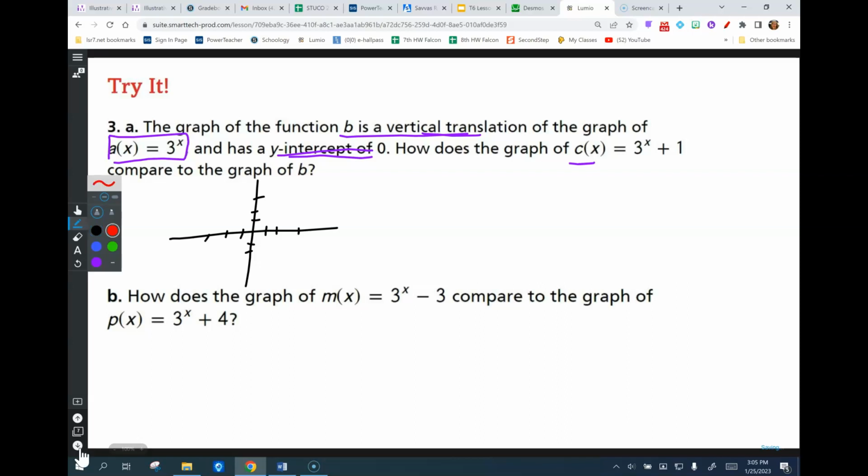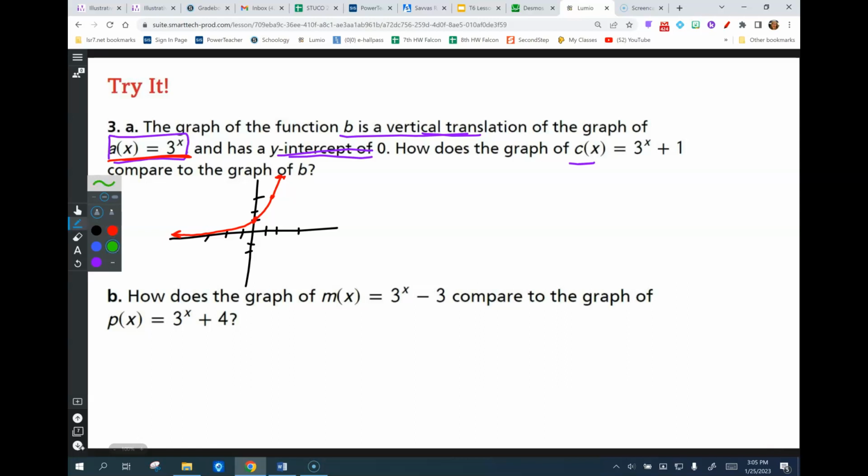In red, I'm going to graph my parent function of 3 to the x. So I'm going to have 0, 1. That's always a point on the function. Then if I plug in 1, I'm going to have a 3. There's my parent function. It has an asymptote that just comes along. If you have another color, you might want to pull that out right now.